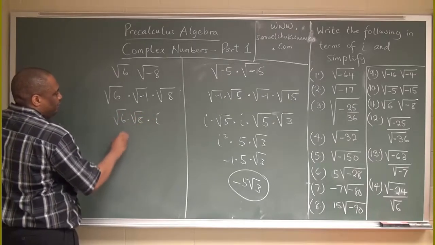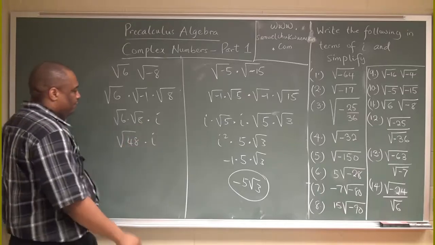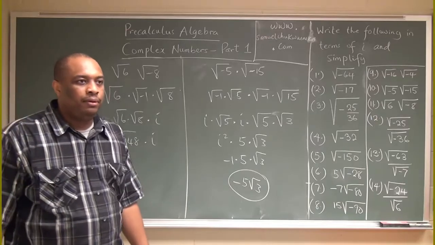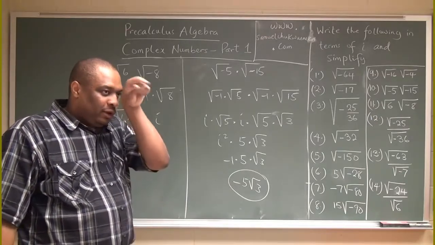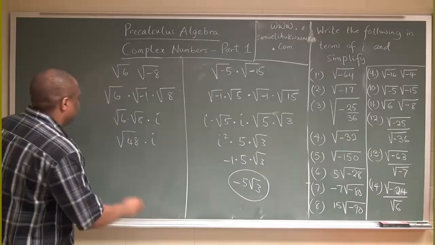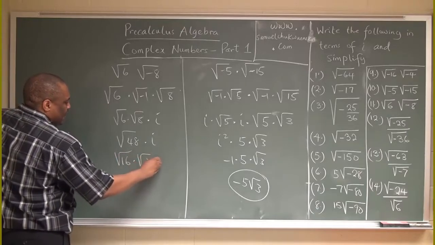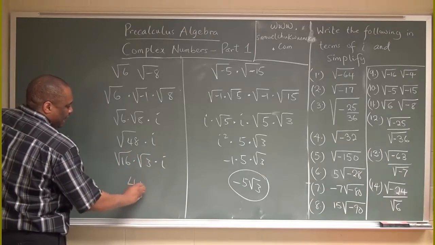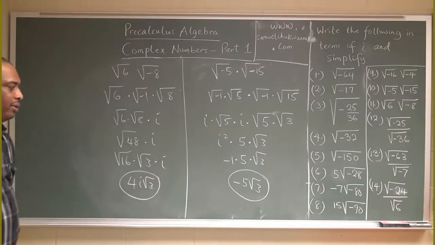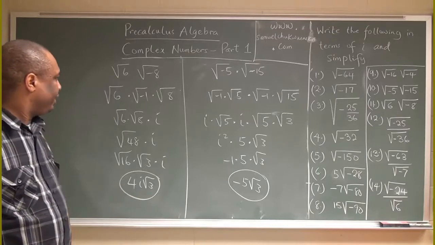So this means square root of 48 times I. Square root of 48, we can use 4 and 12. But with 4 and 12, we can use 16 and 3, which is better. So this means square root of 16 times square root of 3 times I, which is 4 times square root of 3 times I, which is 4I square root of 3.